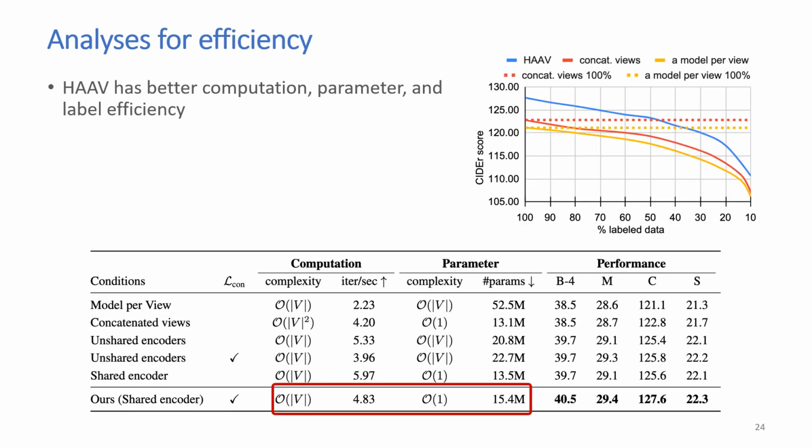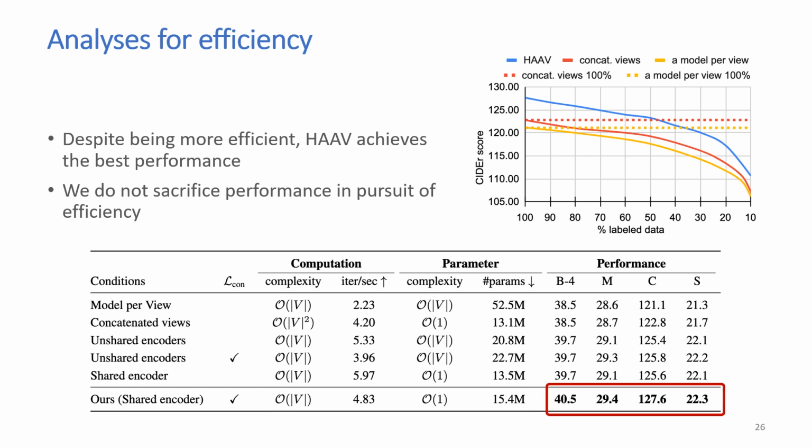We further conduct a series of analyses to show that our method indeed has better computation, parameter, and label efficiency. As we can see from the table below, our method only has linear computational complexity and constant parameter complexity. And on the right figure, we can see that our method only requires about 50% of the label data to achieve comparable performance as other common formulations. Despite being more efficient, our method achieves the best performance compared to other common formulations. That means we do not sacrifice performance in pursuit of efficiency.